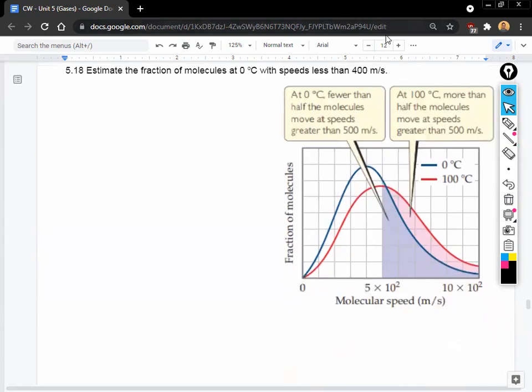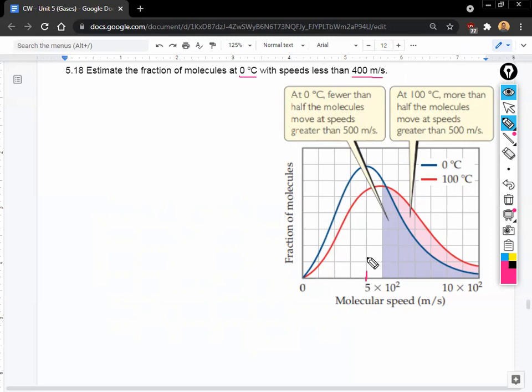Okay, so you guys might want to use your Chromebooks to do this one so you can see the graph a little bit better. If not, that's okay. Just kind of eyeball it. But we're going to be estimating the fraction of molecules at 0 degrees Celsius that have a speed less than 400 meters per second, okay? So we're going to be taking a look at this graph. 1, 2, 3, 4. This is 400 meters per second.